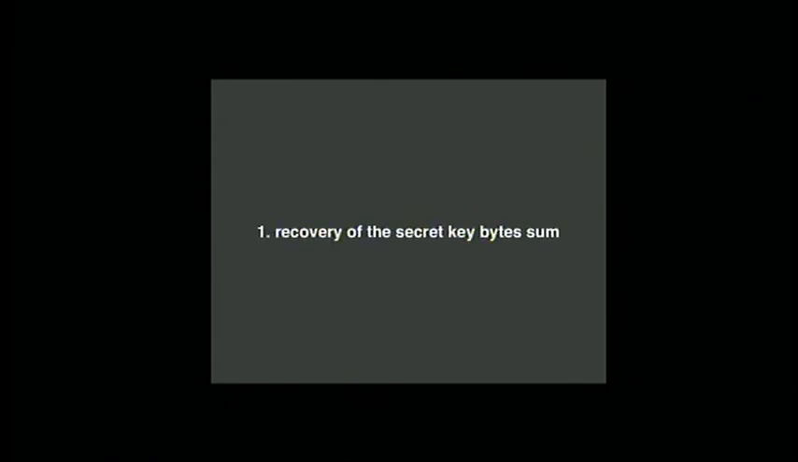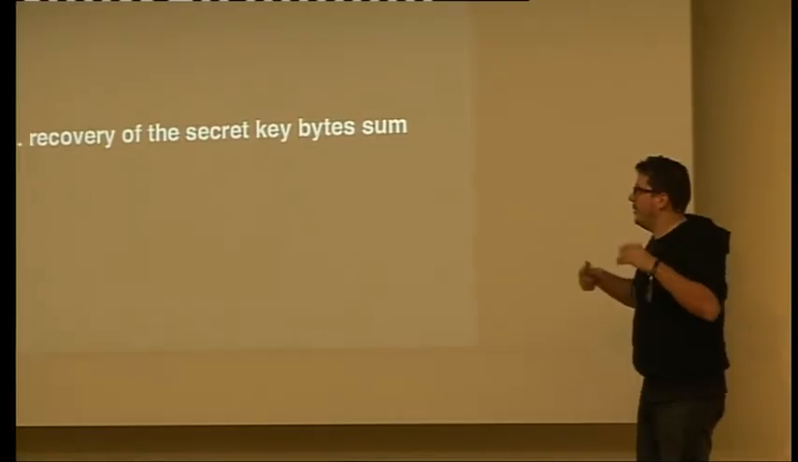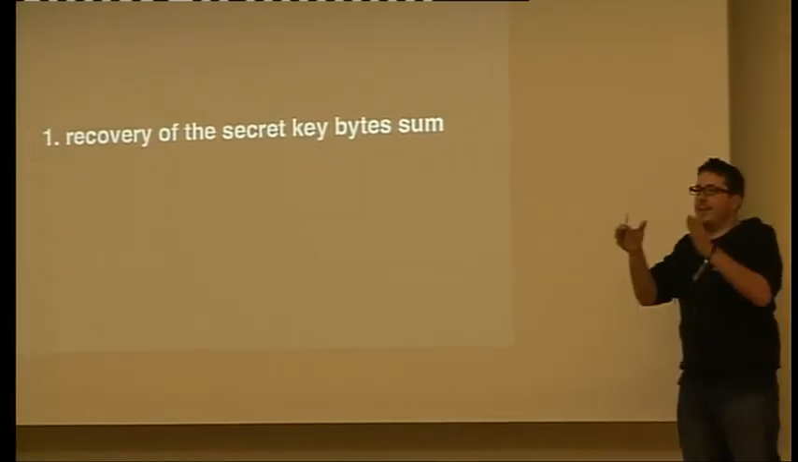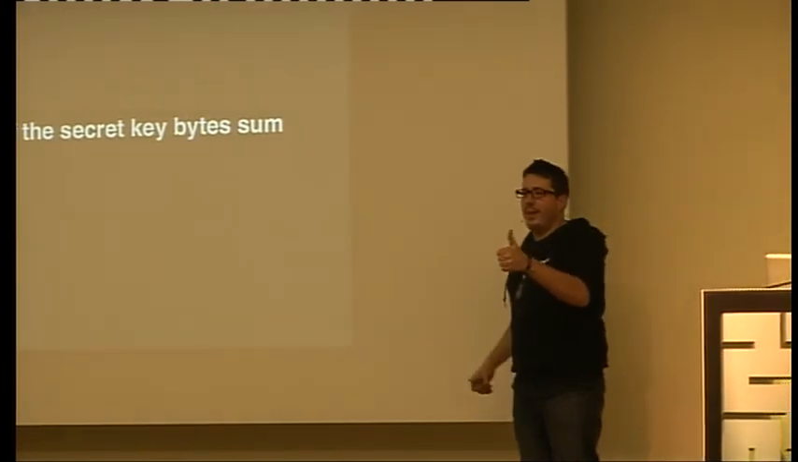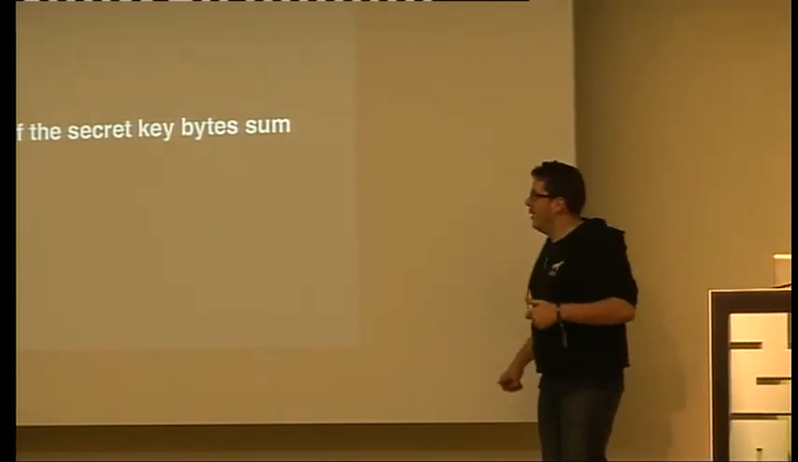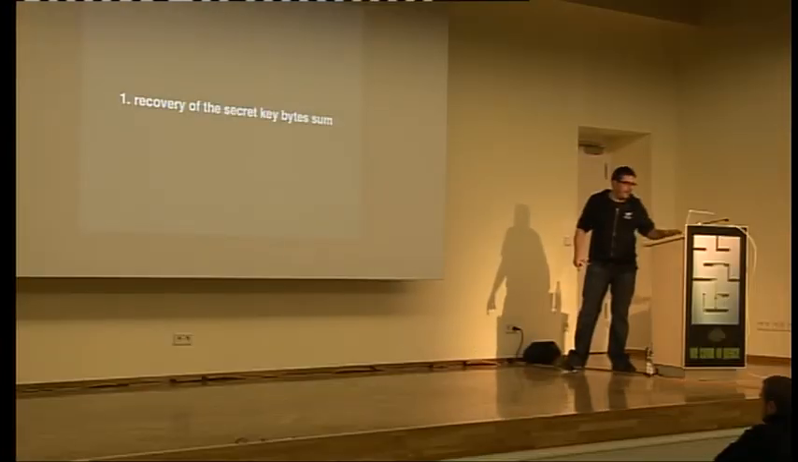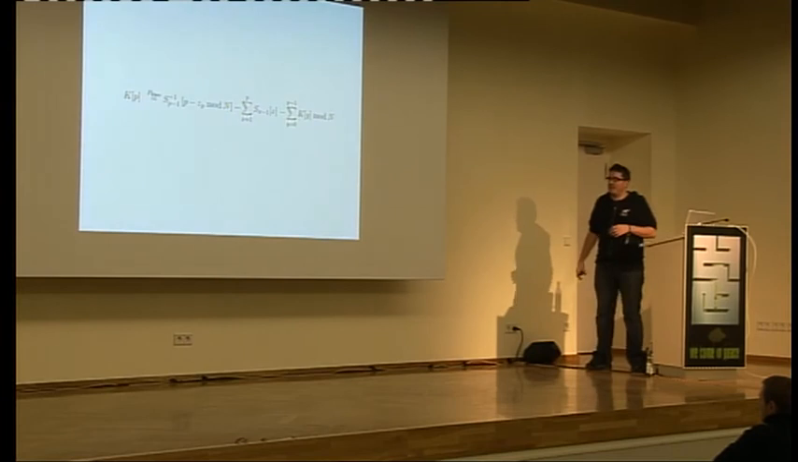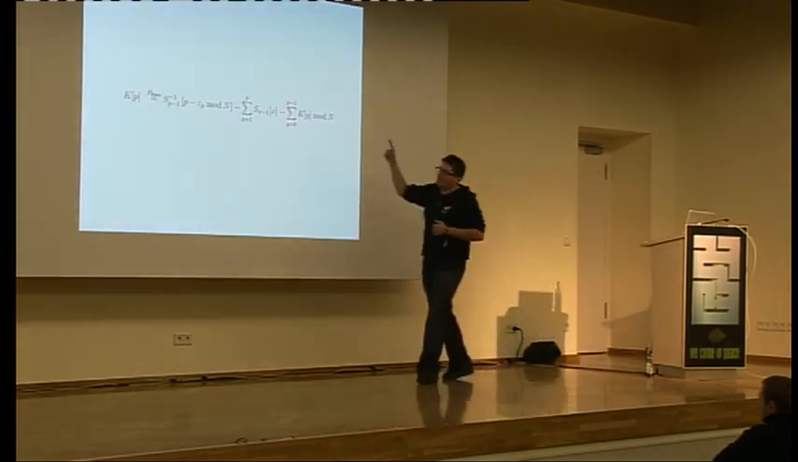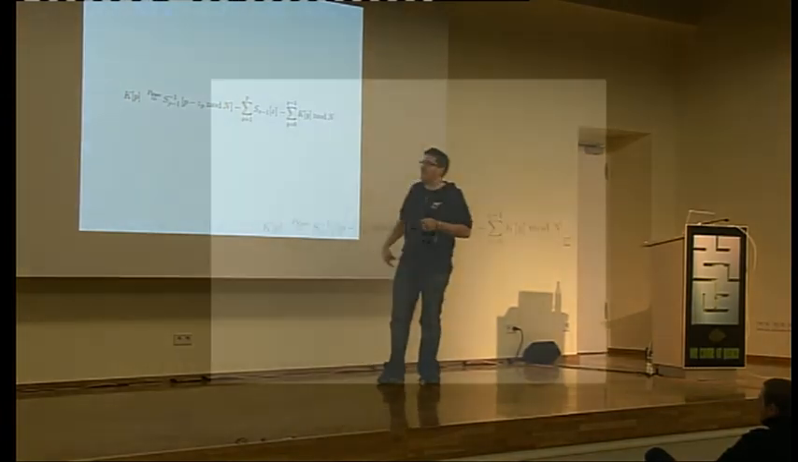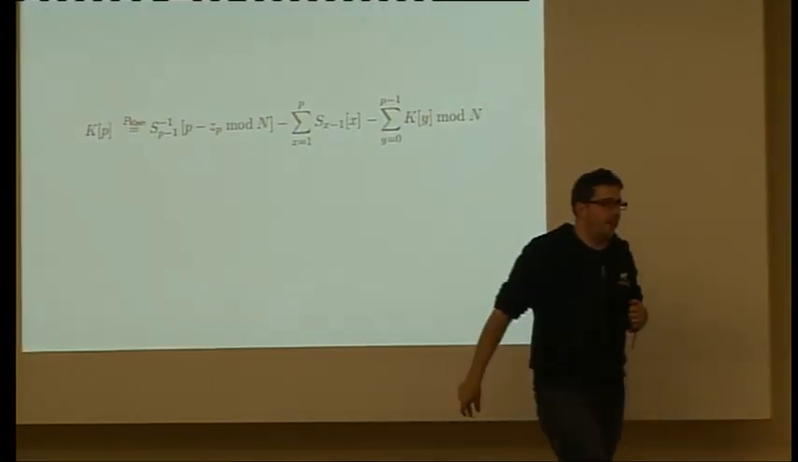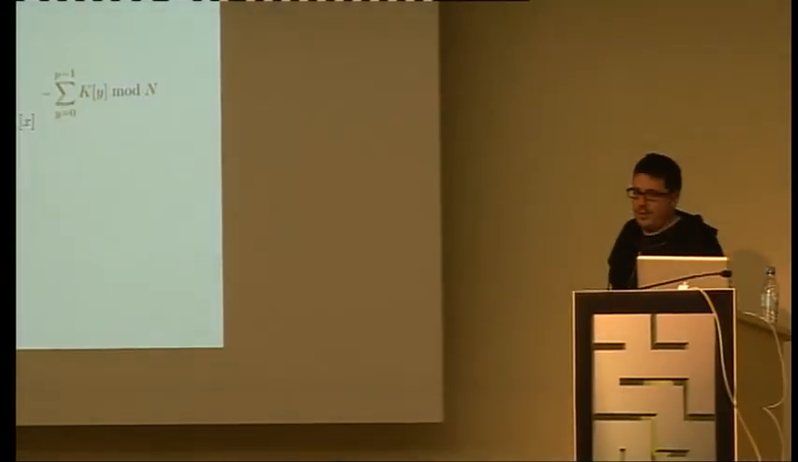So basically, what is the improvement of the attacks? The first idea is not to recover every byte of the key independently, but to try to recover every byte of the key in a row. So first you have to recover the first byte of the secret key, then the second one, and so on. The goal here is to recover the sum of the key bytes. This is an equation, but what you have to understand is that it is used to recover the next byte of the secret key K. As you can see here, you need all the previous bytes of the secret key to compute this, and for this as well, you need the previous bytes of the secret key. So the idea is very simple.